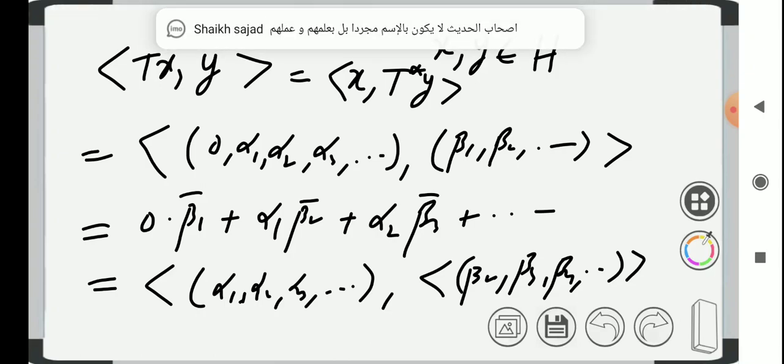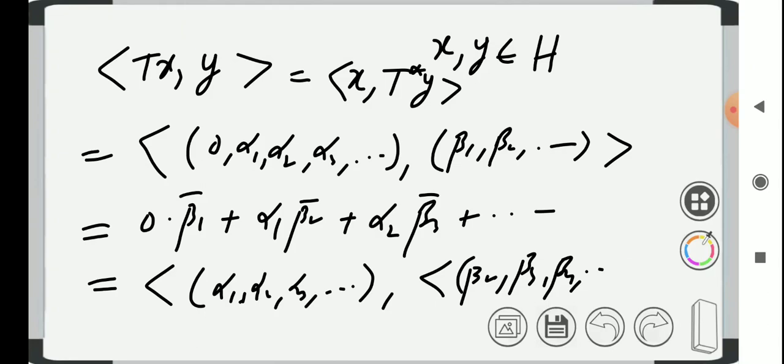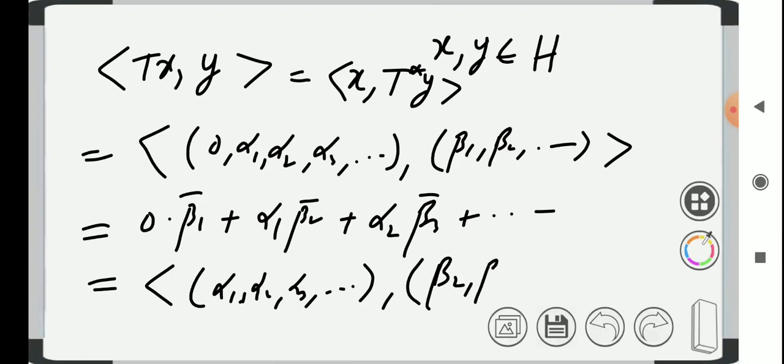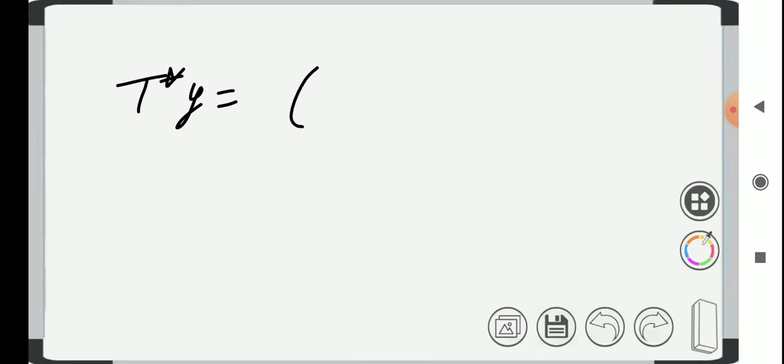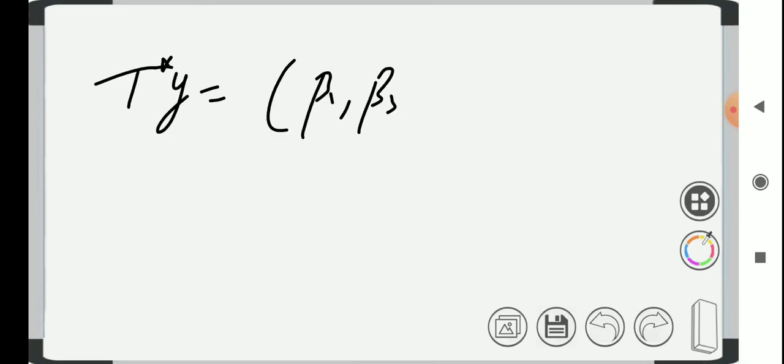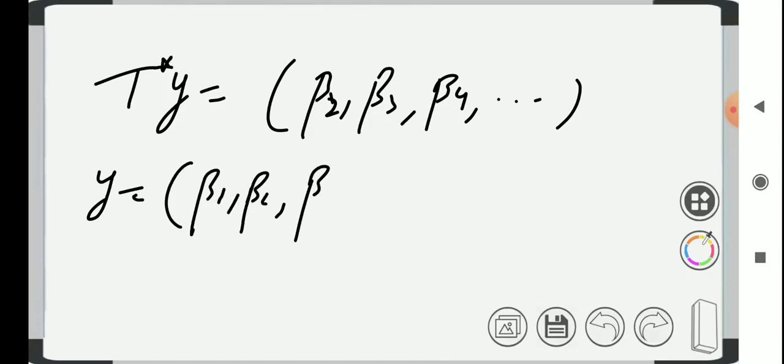Sorry, this is not an inner product here, this is simply an element. We can write this inner product with beta 2, beta 3, beta 4, and so on. Hence from this we will get the defining relation for T star y, because y was our beta 1, beta 2, beta 3, and this is simply our x. Hence T star y is simply defined by beta 2, beta 3, beta 4, and so on, because y was our beta 1, beta 2, beta 3.